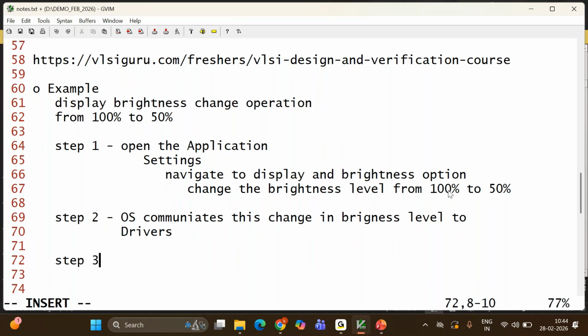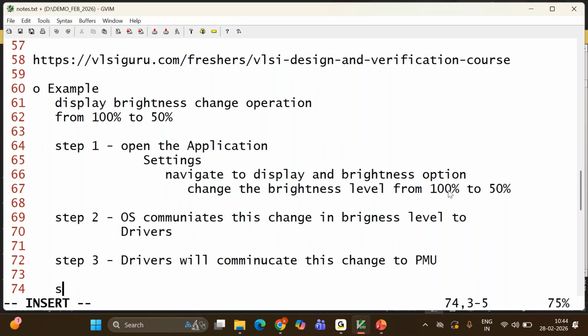Step 3 is what? The drivers will communicate this change to the hardware, that is the power management unit, PMU. Step 4 is what? The hardware, I'll say hardware. Okay, let's speak with respect to the 4 layers.